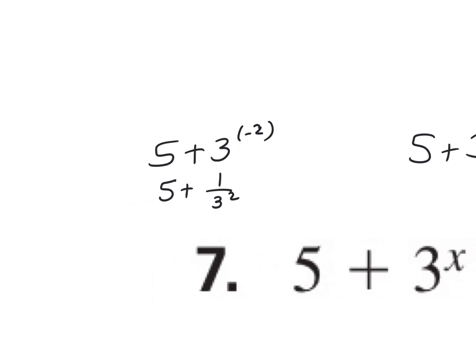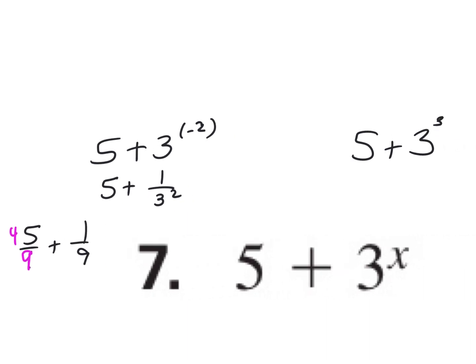So this is 5 over 1 plus 1 over 9. If you're allowed to use your calculator, you'll get the decimal equivalent. But if we can't use a calculator, what's a common denominator between 1 and 9? 9. Right? So if I multiply the bottom here by 9, then I multiply the top by what? 9, and I get 45. So then I can add across. I get 46 over 9.